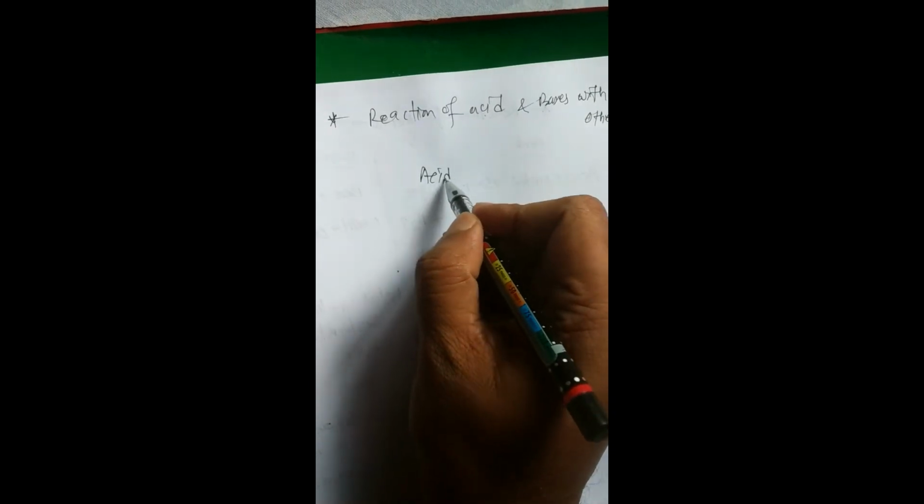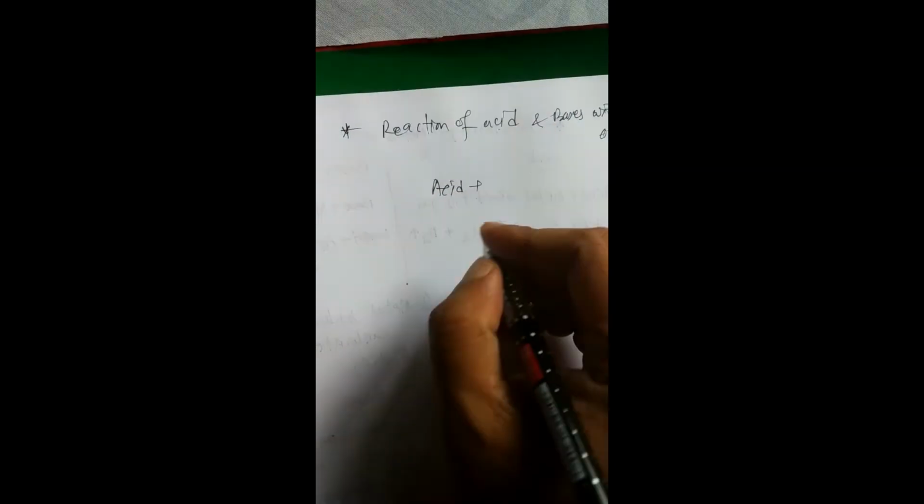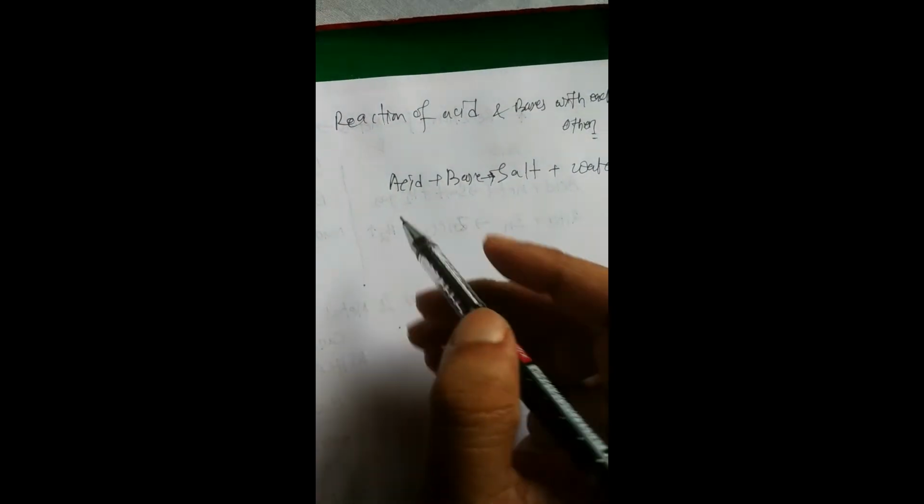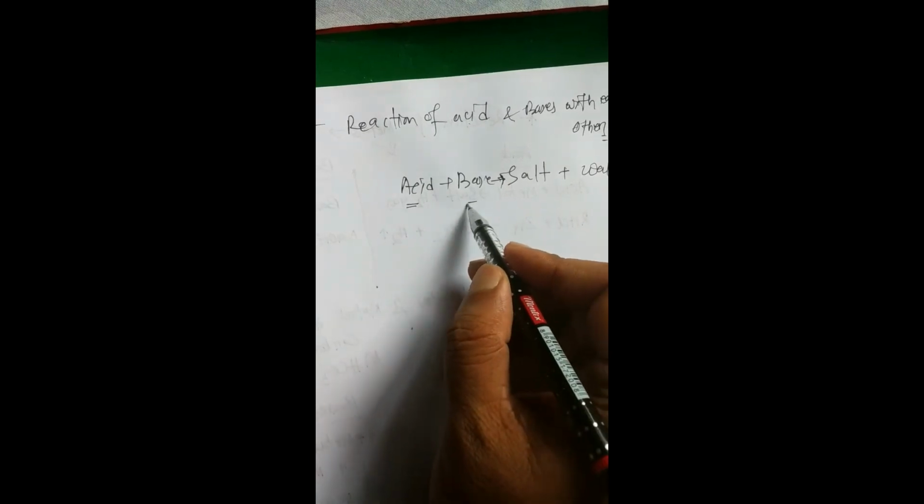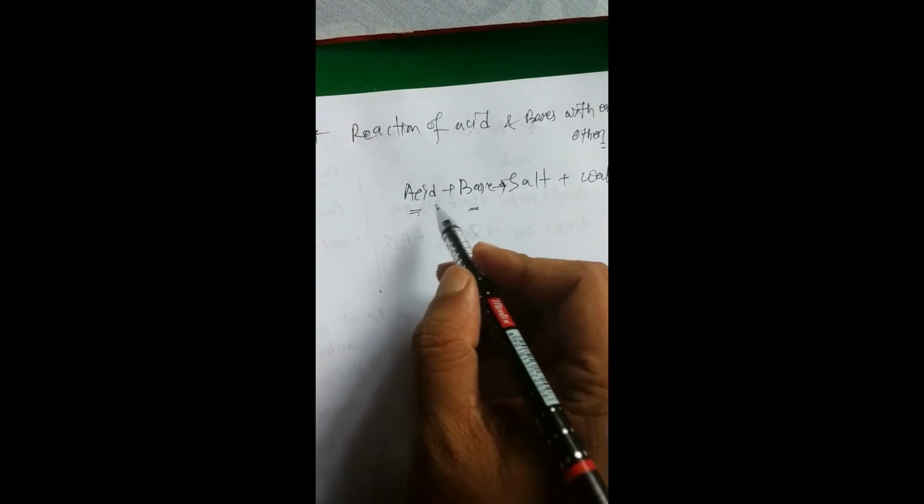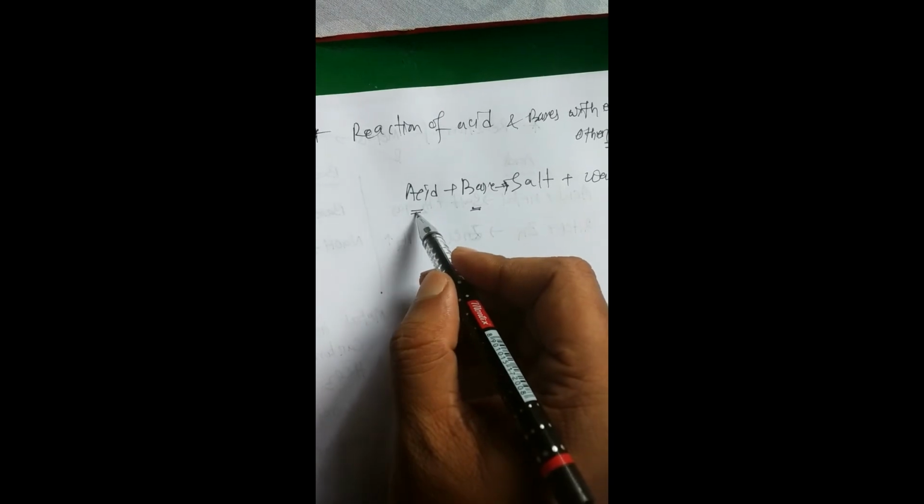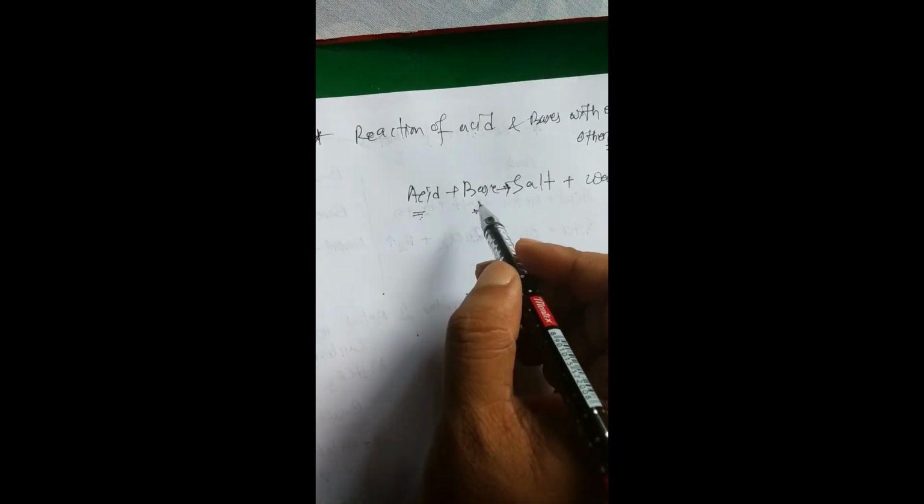That means acid plus base is equal to salt plus some water molecule. In the previous video we discussed what the product will be if we add strong acid and strong base, weak acid and weak base, weak acid and strong base, strong acid and weak base. So different kinds of neutralization reactions were discussed there. I request you to go through that video so that you get proper knowledge of the neutralization reaction.